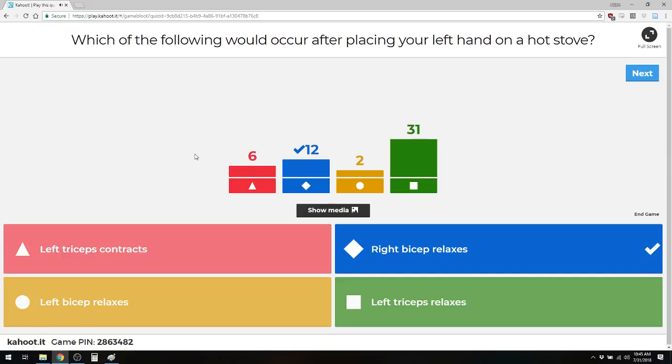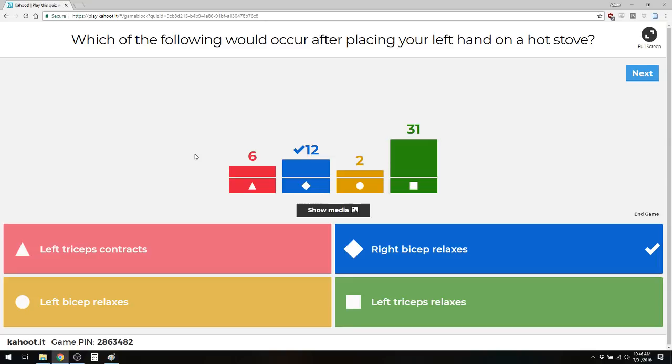All right, so let's work through that. Imagine I put my left hand onto a hot stove. What's my first reflex going to be? Pull your hand away from the hot stove, right? So my left tricep should be relaxing, because your triceps is an extensor muscle, so you expect that to be relaxed. The bicep on the left arm should contract, so I'm pulling it away.